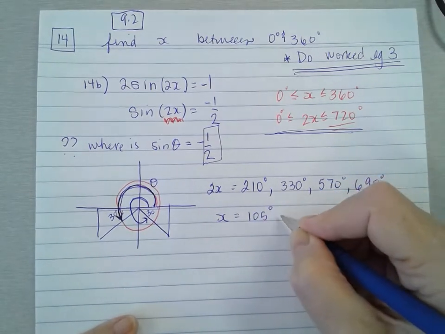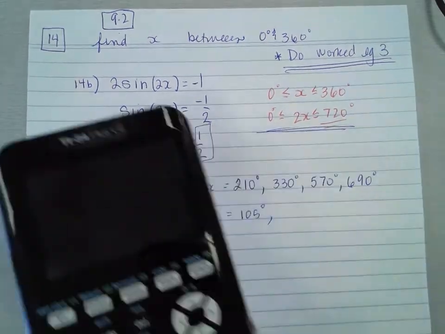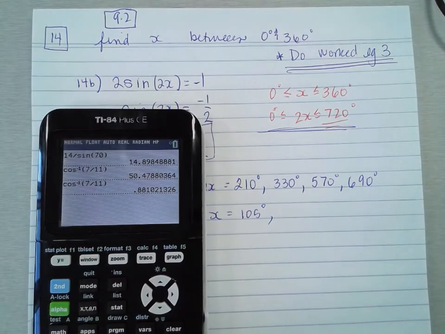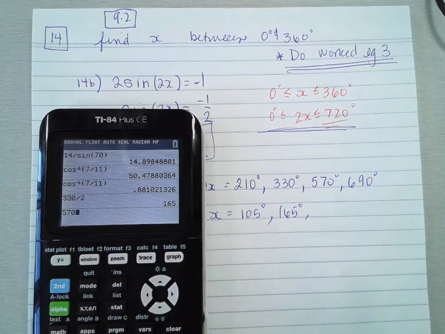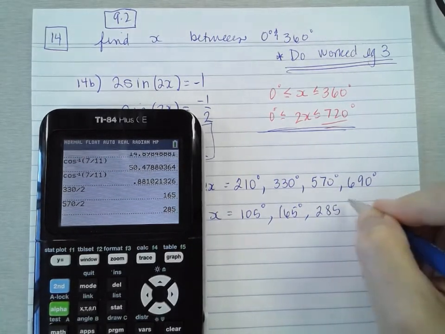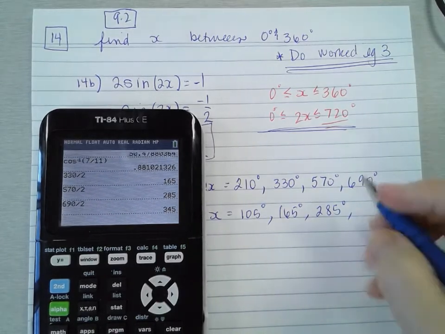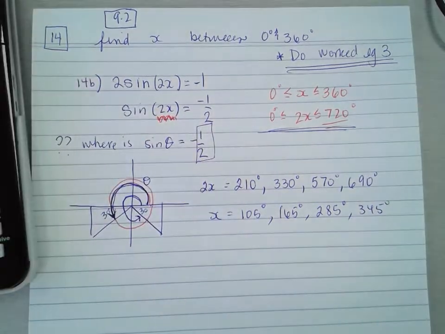So this is 105, and this is, oh, this is at the edge of my understanding here. I'm sure you guys are really good at this, but just on a video, I'm a bit nutty. 330 divided by 2, 165. 570 divided by 2, 285. And 690, I can do that one actually in my head, divided by 2 is 345. All right, so I have all my values for that problem.